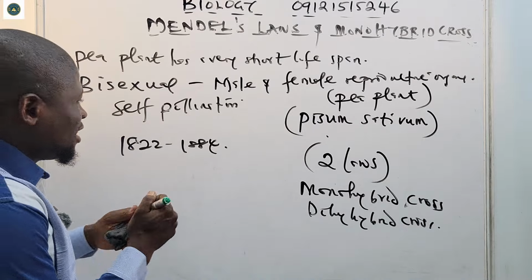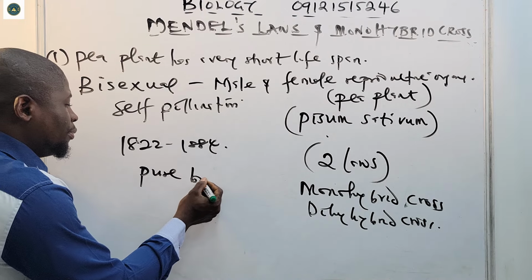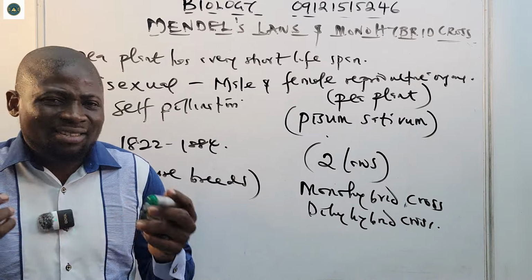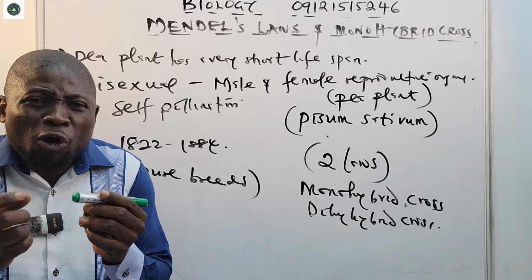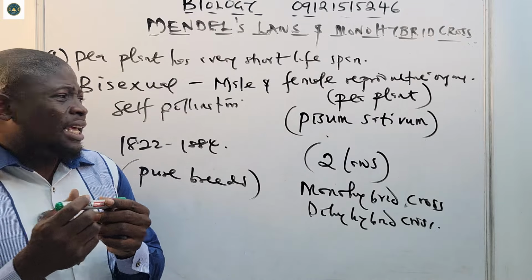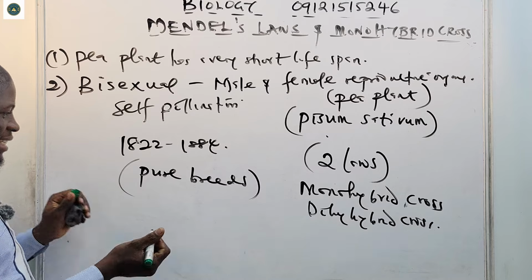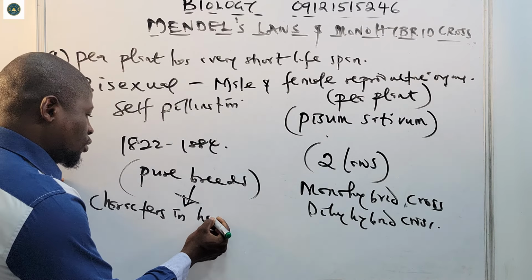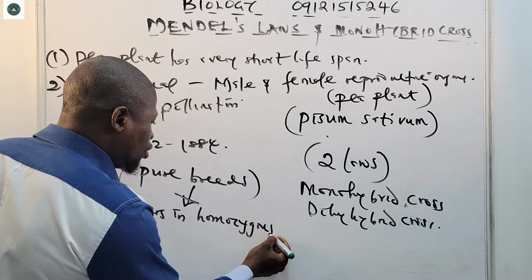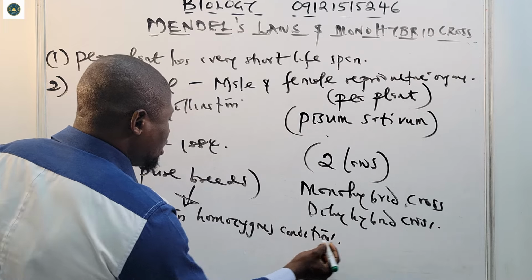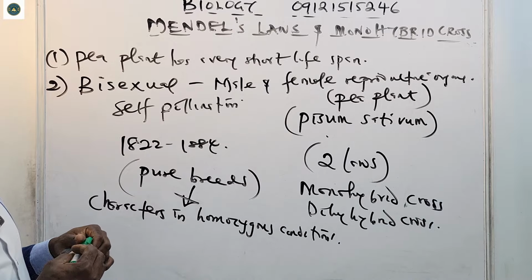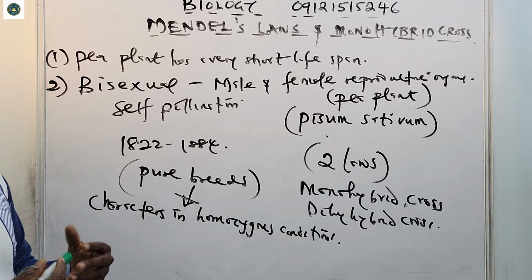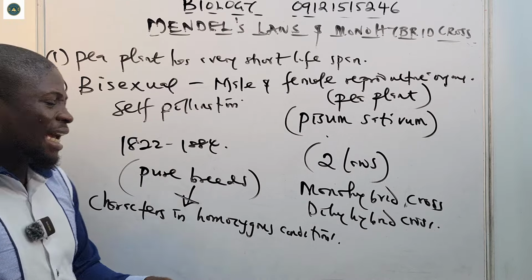As a result, it will give him pure breeds. It could breed the same type of plant, and as a result, you will be able to get pure breeds. And pure breeds are the condition where it can get characters in homozygous conditions. So that was part of the reason why he chose the pea plant: it was bisexual, it could self-pollinate, and it could give him pure breeds where it can get characters in homozygous condition.